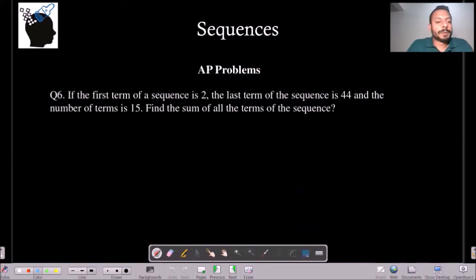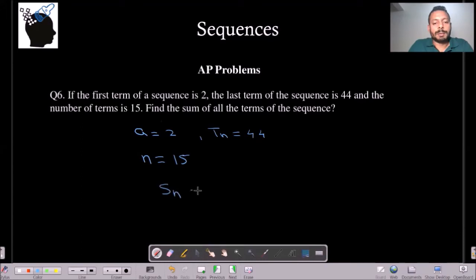Let's try it out. So if the first term of a sequence is 2, so we have been given the first term as 2, and the last term of the sequence is 44. That means Tn is 44, and the number of terms is also given to us as 15. We need to find the sum of all the terms of the sequence.